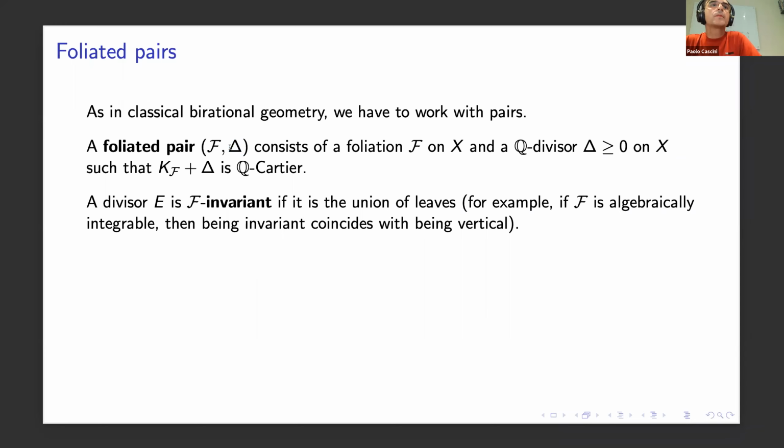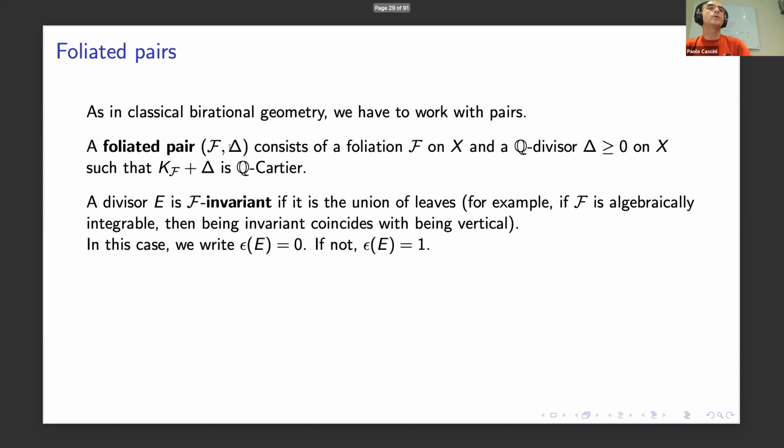Okay, so this is very vague, so I'm sorry to the experts about this definition, which is not quite correct, but nevertheless, we say that the divisor E on X is invariant if it's a union of leaves. This is not the classic definition, I just wanted to make it easy. In the case of F being algebraically integrable, in other words, induced by a fibration, then invariance is pretty much the same as saying that it's vertical. In other words, the image of the divisor is not the whole codomain Y. So these are easy objects to study.